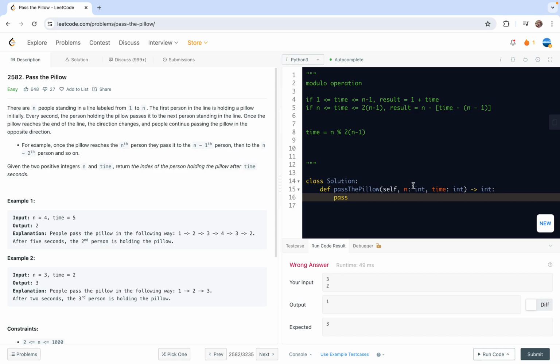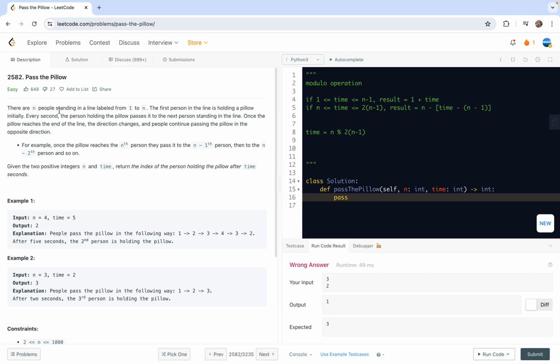Let's have a look at problem 2582, pass the pillow. This problem actually is very elementary, so we're going to use this problem to explain modulo operation in mathematics. So the statement is the following.